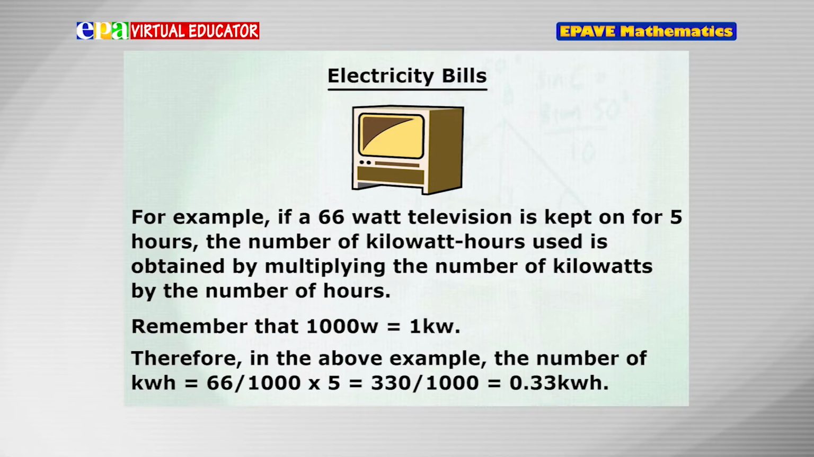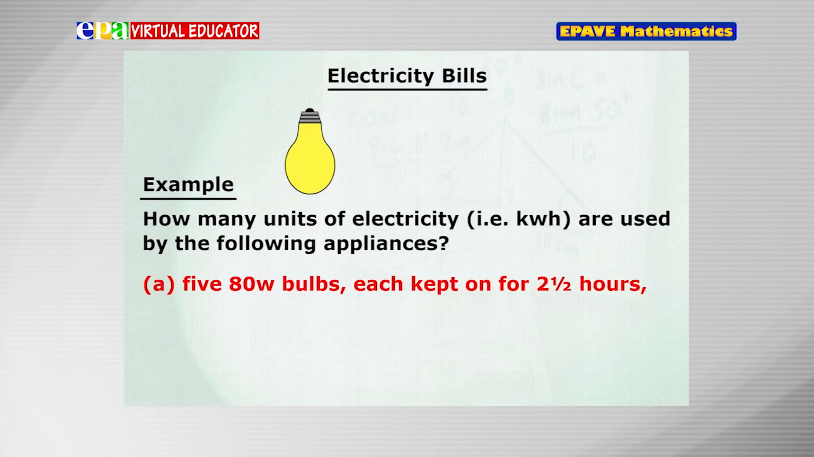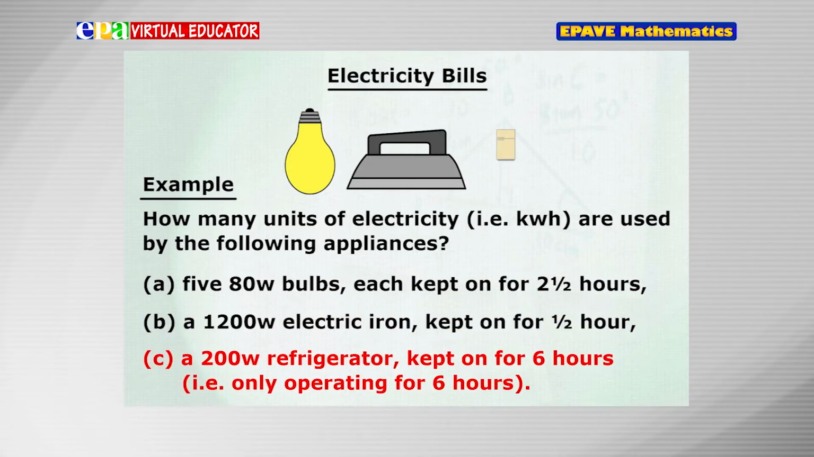Therefore, in the above example, the number of kilowatt hours is equal to 66 divided by 1000 times 5, which is equal to 330 divided by 1000, which is equal to 0.33 kilowatt hours. Try this example. How many units of electricity or kilowatt hours are used by the following appliances? 5 80-watt bulbs, each kept on for 2.5 hours. A 1200-watt electric iron kept on for half an hour, and a 200-watt refrigerator kept on for 6 hours.